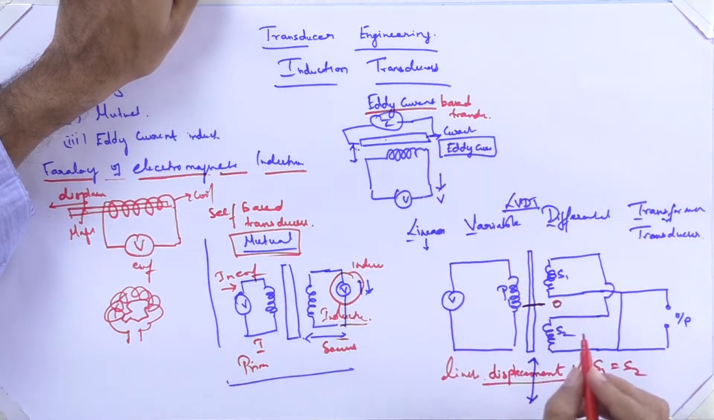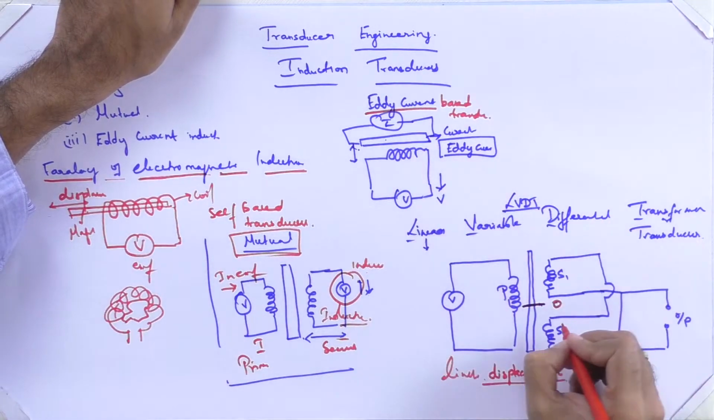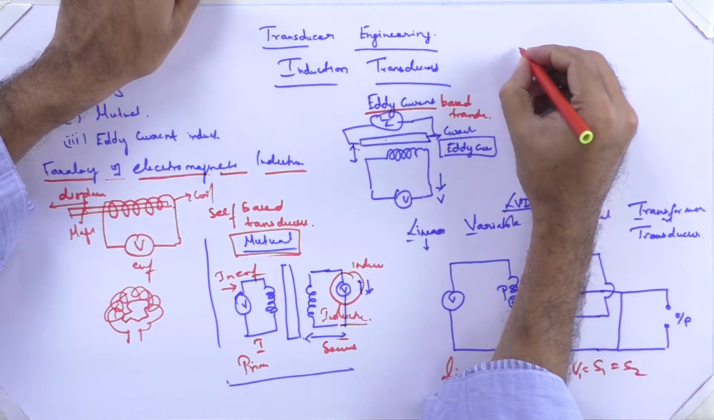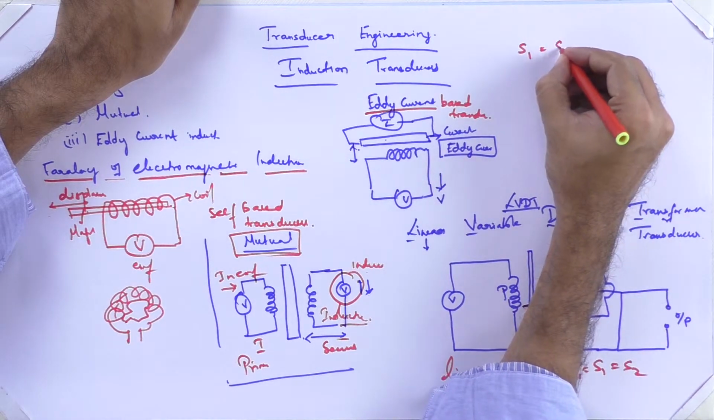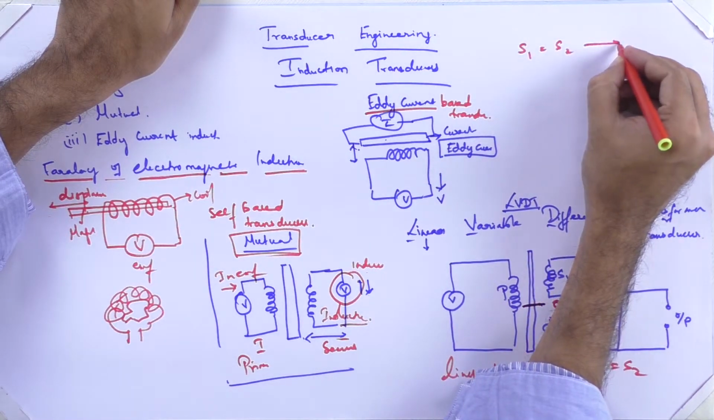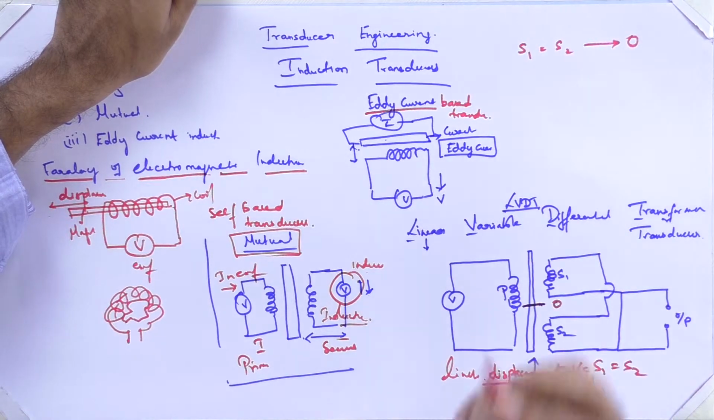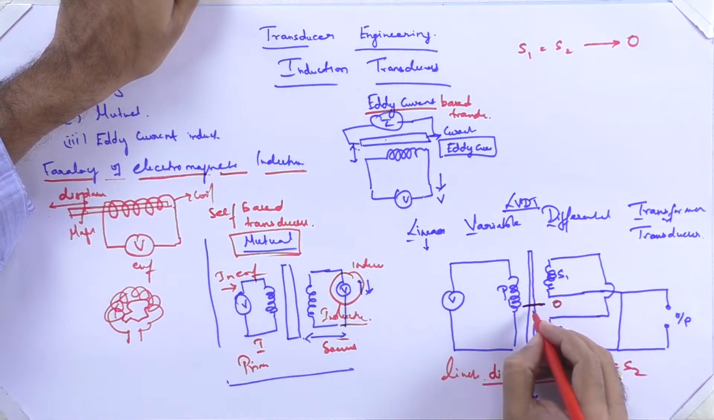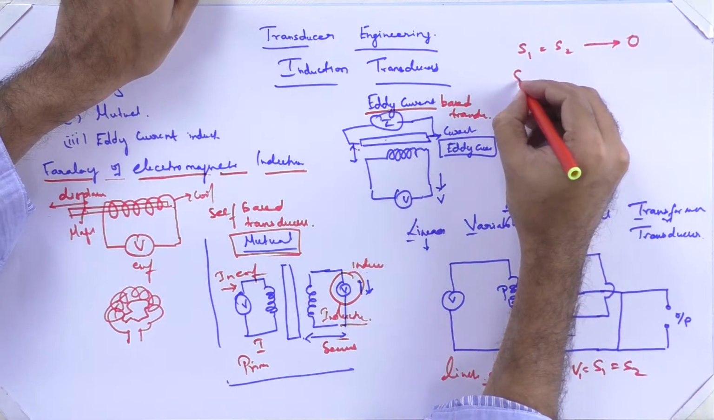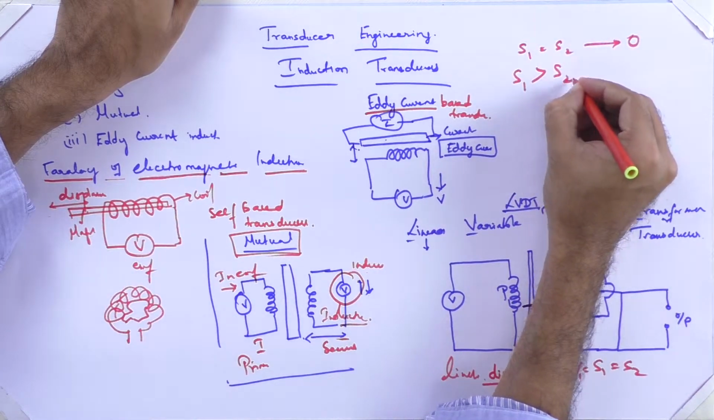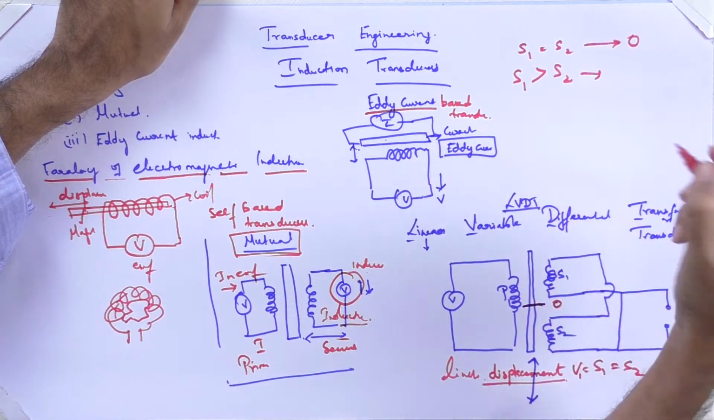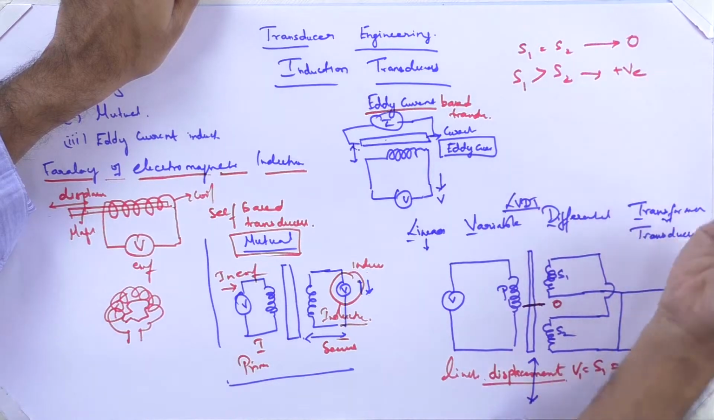The first criterion is when you put the bar to the center, then the S1 voltage equals the S2 voltage, so the output is 0. Then when it is nearer to S1, S1 is greater than S2, and then it is a positive voltage.